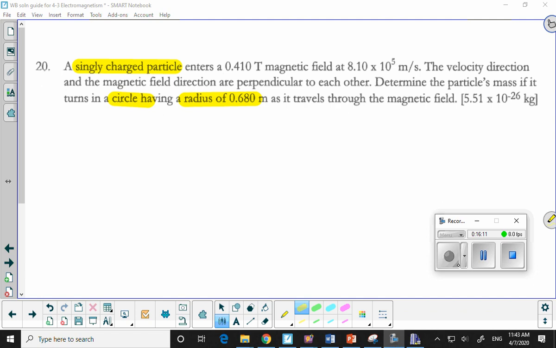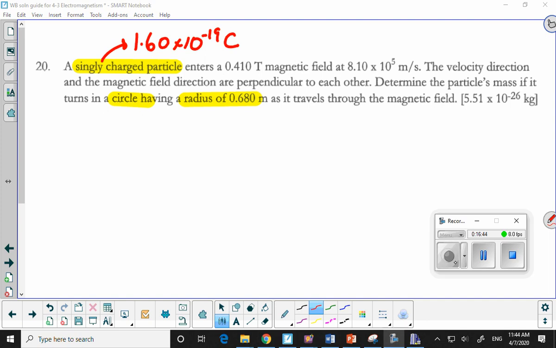So there's a few things implied in this question that you have to use your physics skills to analyze and figure out. First of all, it's singly charged. What does that mean? It has a charge of +1 or -1, which means its charge is going to have a value of 1.60 times 10 to the minus 19 coulombs. So if they said doubly charged, it'd be like an alpha particle, 3.2 times 10 to the minus 19. So that's the first thing that you have to infer from it.